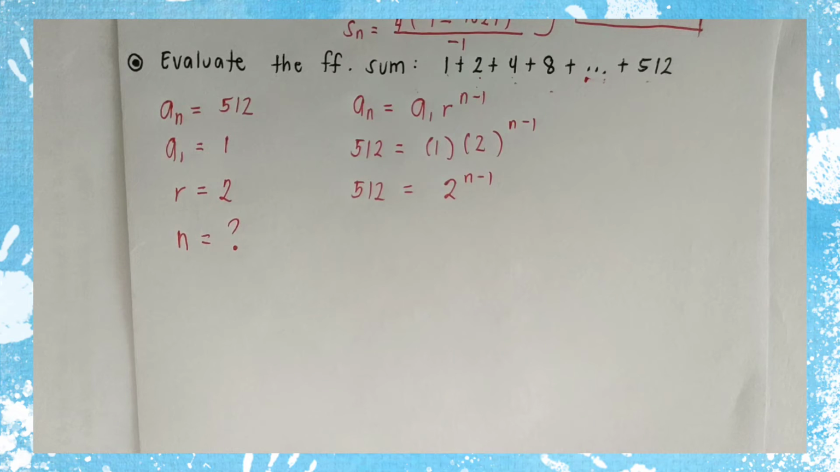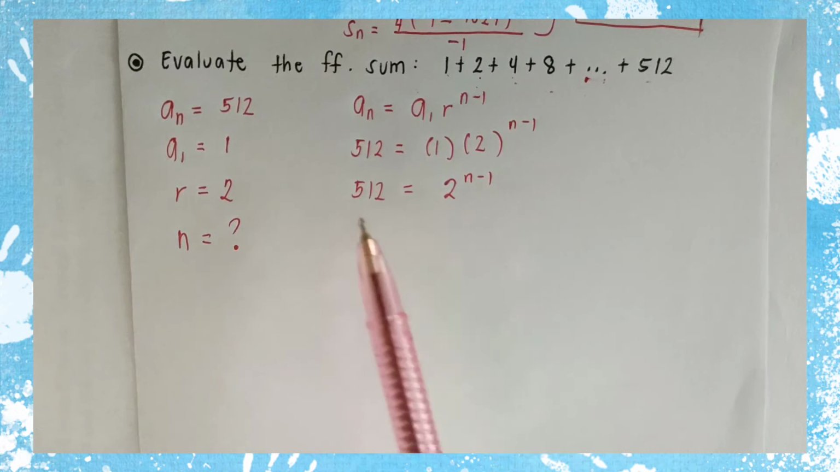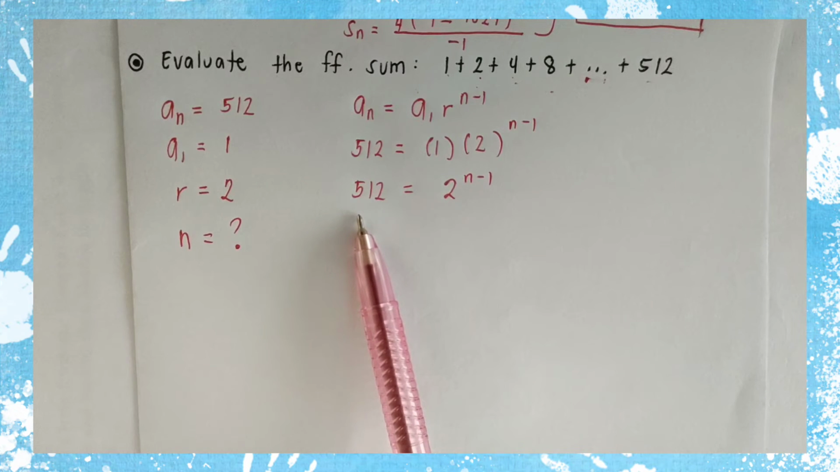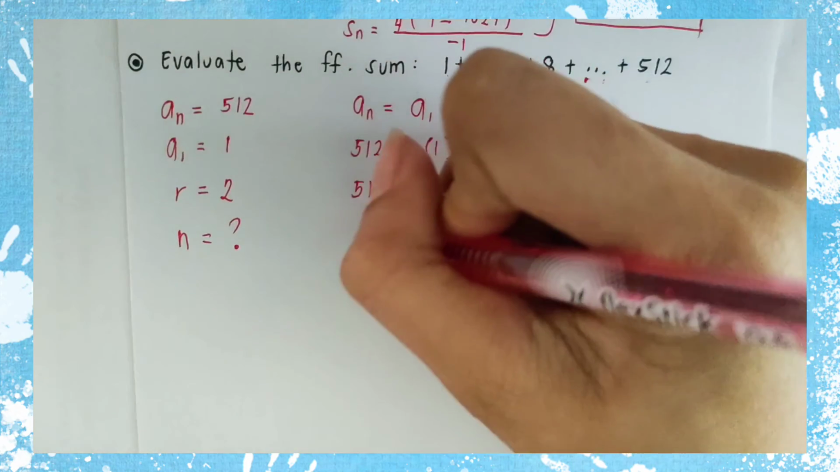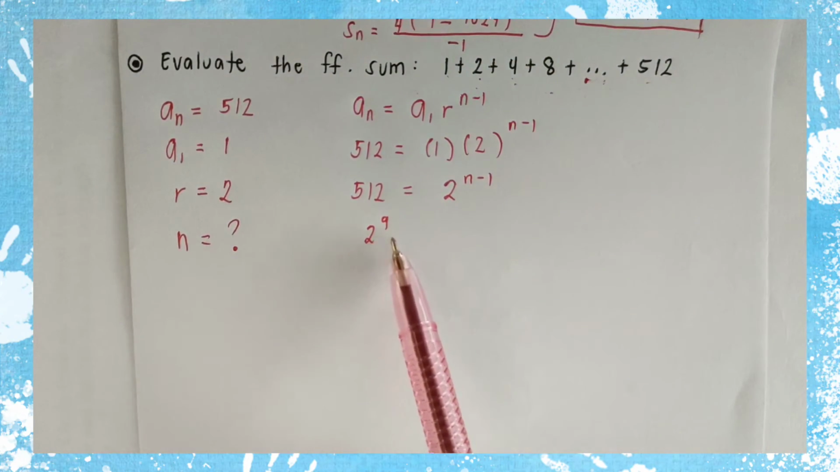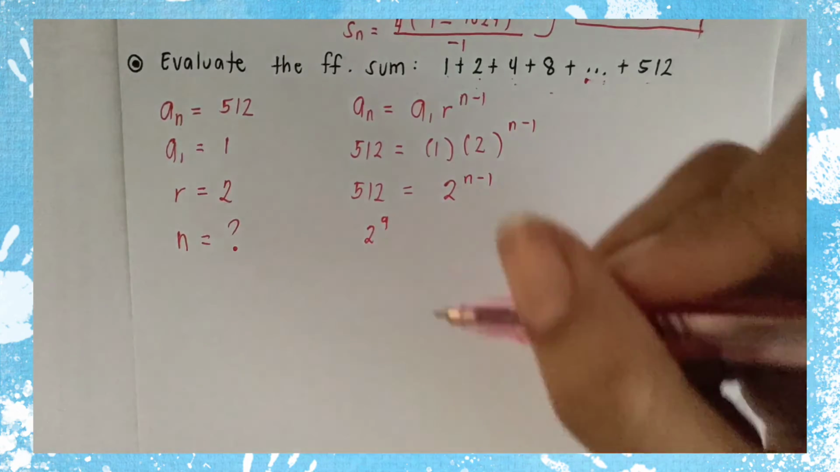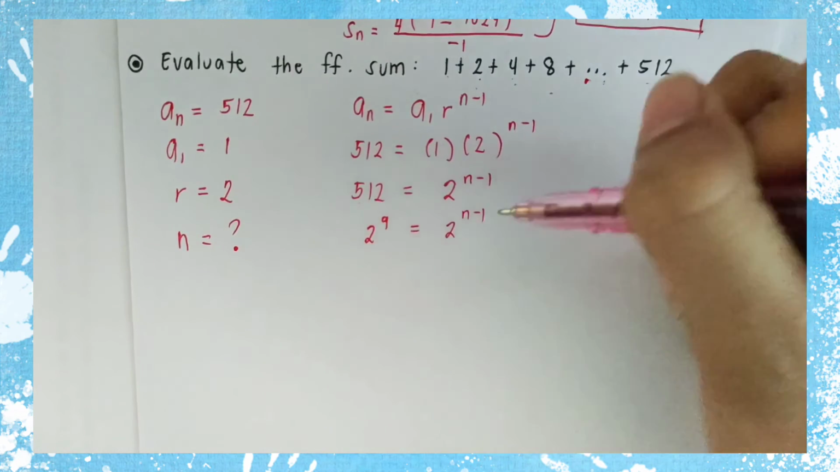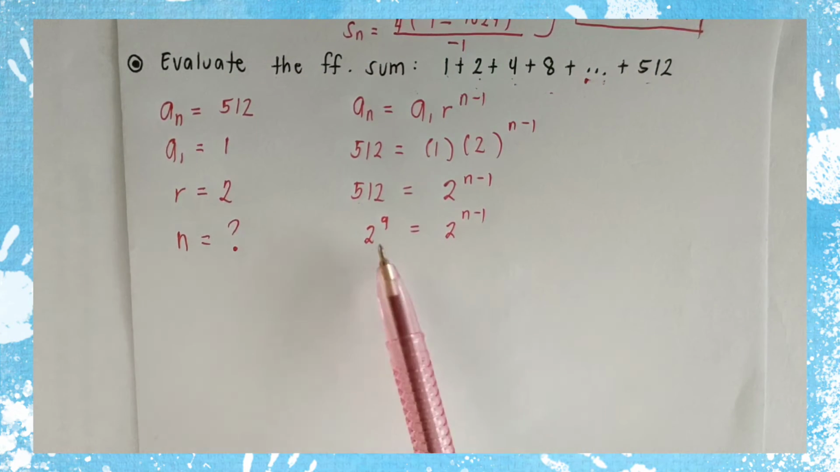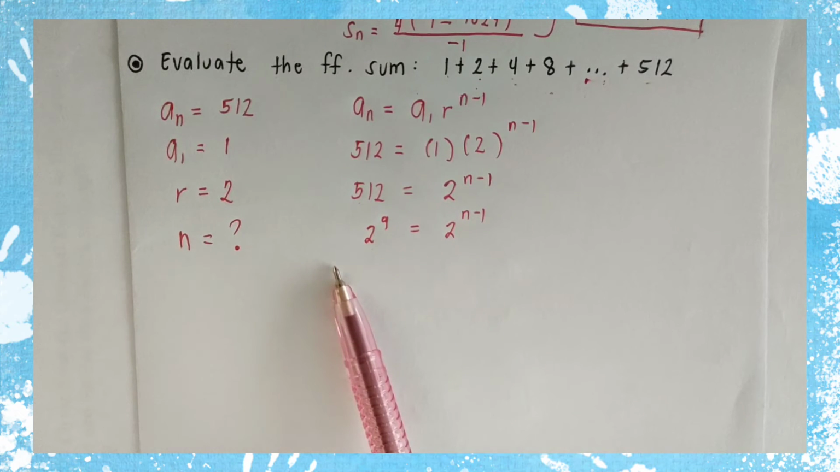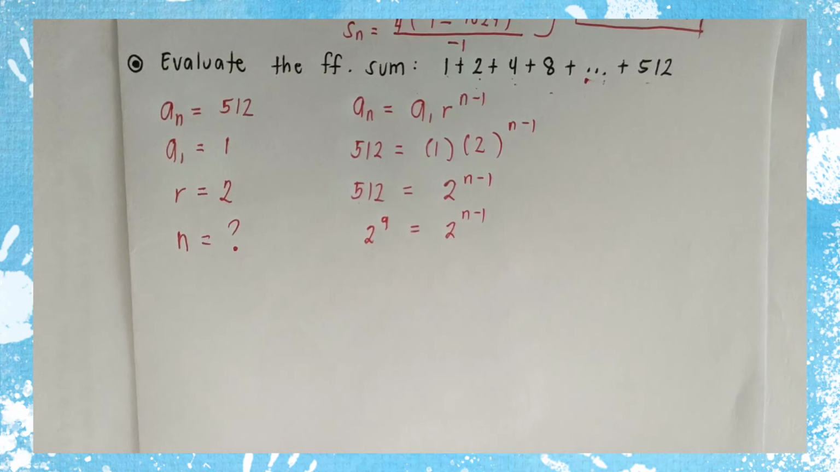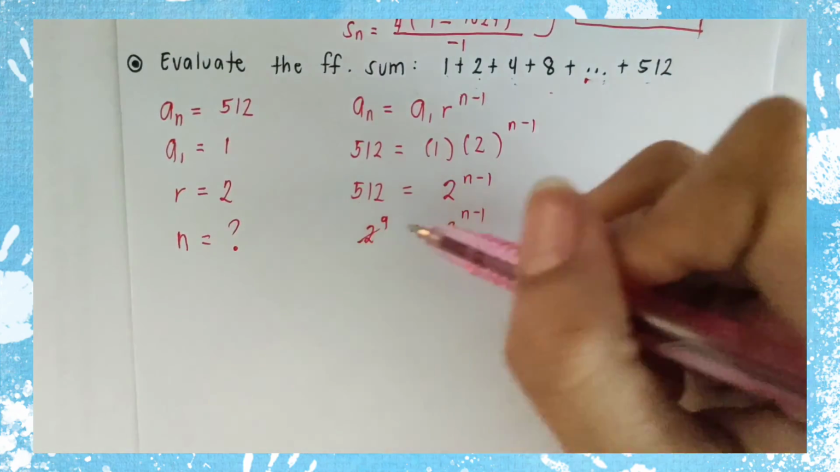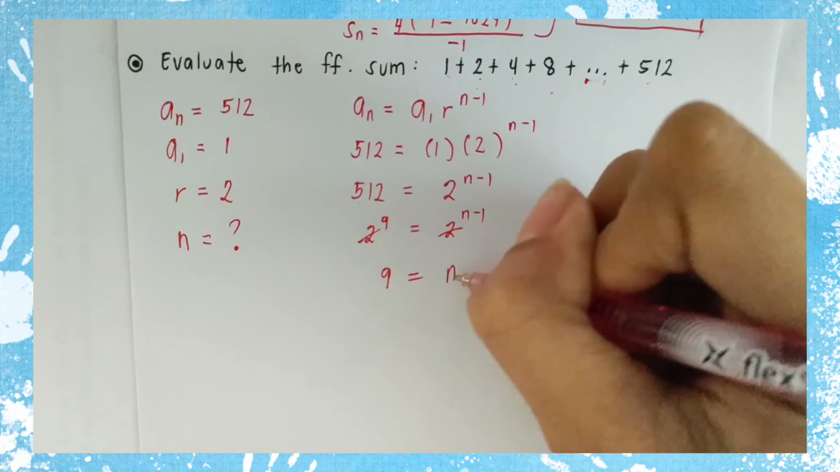Next, since we have a base of 2 here, we need to express 512 with base 2. And when we express 512 having its base 2, we can say that 2 raised to 9. So if you compute 2 raised to 9, the answer is the same, 512. So copy the right side, 2 raised to n minus 1. Now they have the same base, which is 2. Remember that if the equation has the same base, all you need to do is to cancel out the bases. So what is left? This will be cancelled out. 9 is equal to n minus 1.